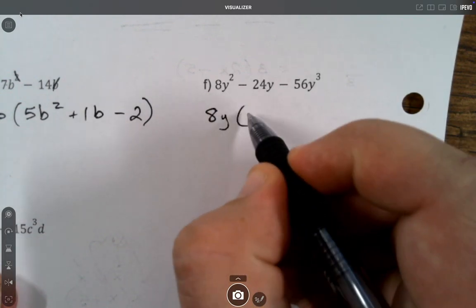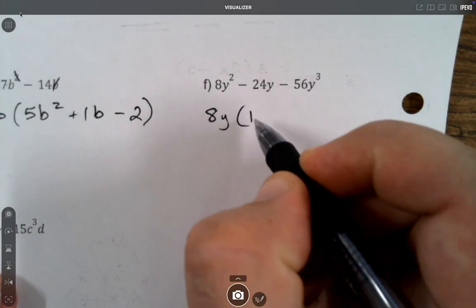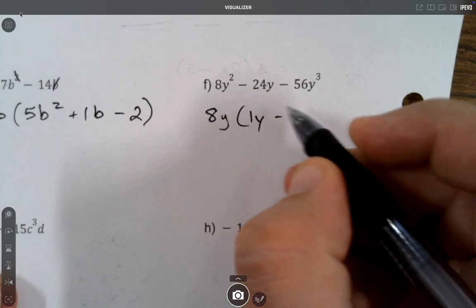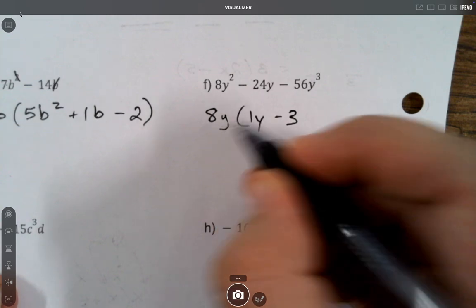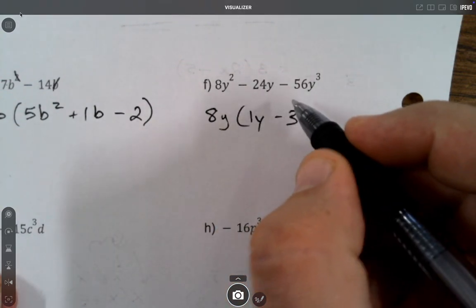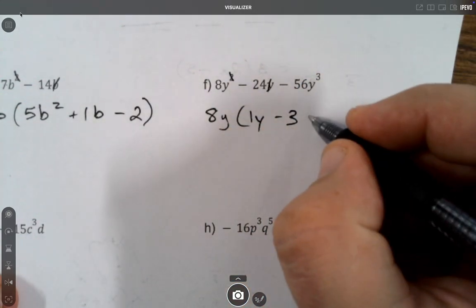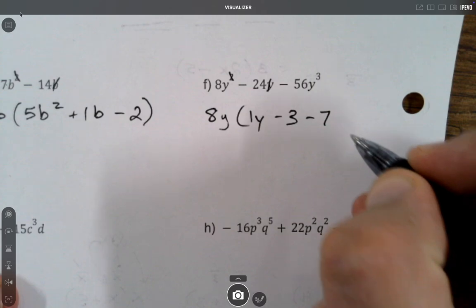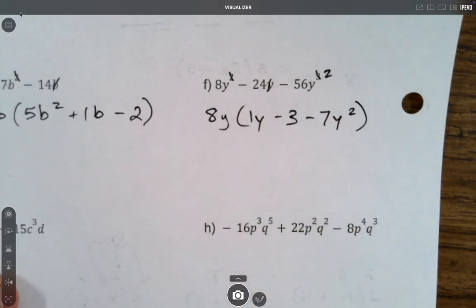So 8 divided by 8 is 1. And you don't have to write the 1 here. Y squared divided by y is y. Because we took one of them away, one of them stays. 24 divided by 8 is 3. And y divided by y is 1, so 3 times 1 is 3, because basically we took away one y here, took away one y here, and then 56 divided by 8 is 7, and we took away one of the y's, which leaves 2 left over.